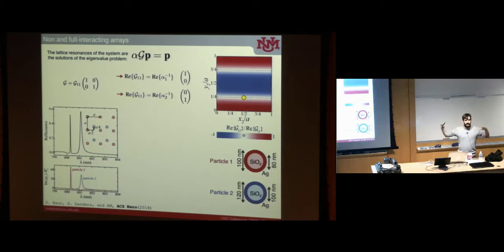So now we have an array with 2 particles per unit cell that gives you 2 resonances, in which in one resonance you only excite one particle, and in the other resonance you only excite the other. Of course, what we are doing, in other words, is to put the second array exactly at the nodes of the field produced by the first array, so they don't interact. But then we can do a little bit more complicated.